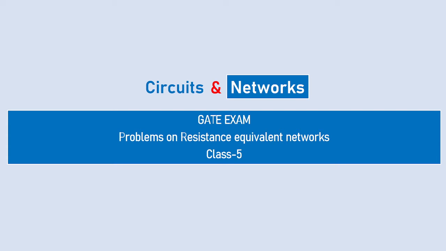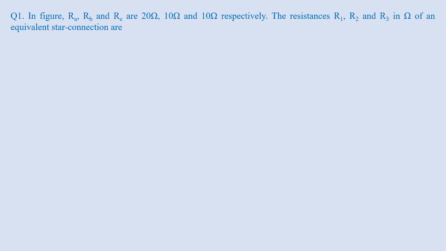In today's class 5 under GATE exam problems on resistance equivalent networks, we're going to see the problems which are involved with resistance calculations, like finding out the equivalent resistance for the given circuit, generally called R equivalent, and one of the star delta problems. So all these things we are going to see in this class 5. Basically, we'll start with the first question.